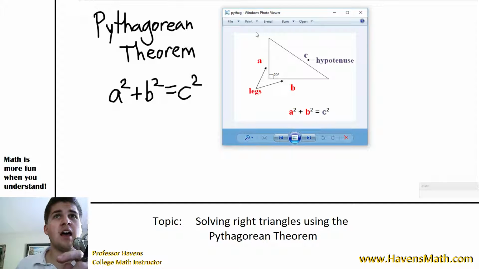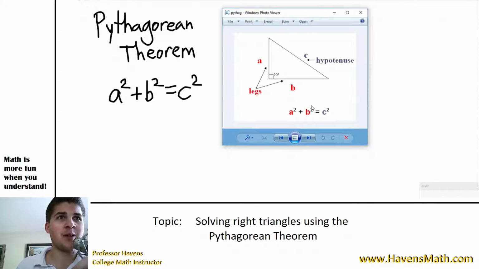So if we look at what the theorem says, a squared plus b squared is equal to c squared, this is the equation, sort of the result of the theorem. And actually, part of a theorem is proving the validity of this formula, which we're not going to do, but basically you have to take our word for it that this formula is true.